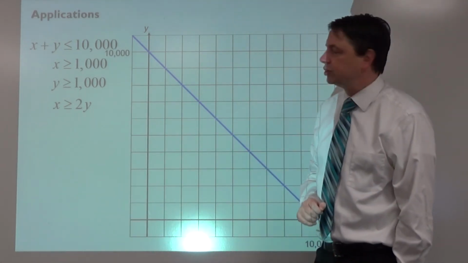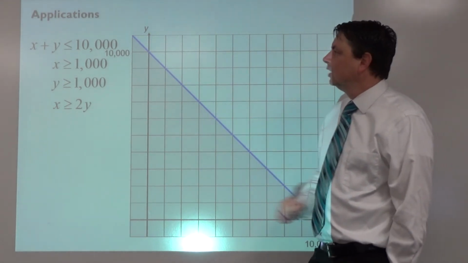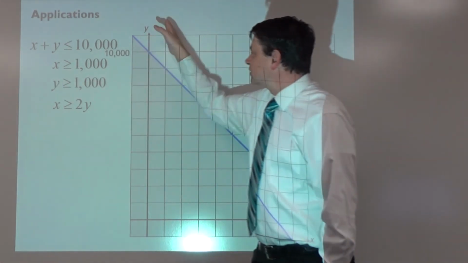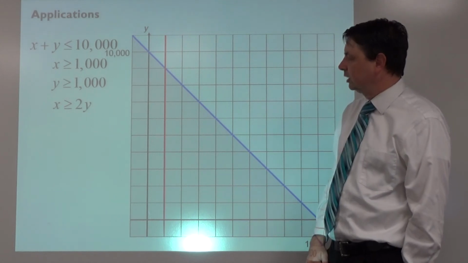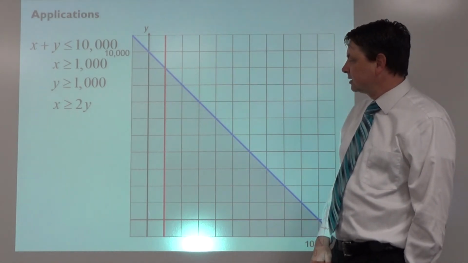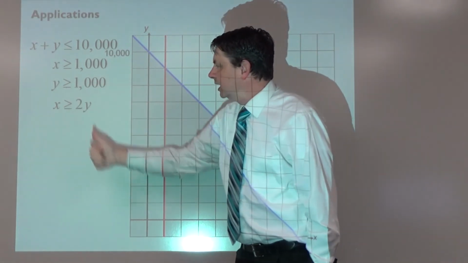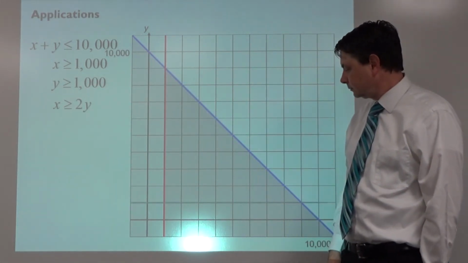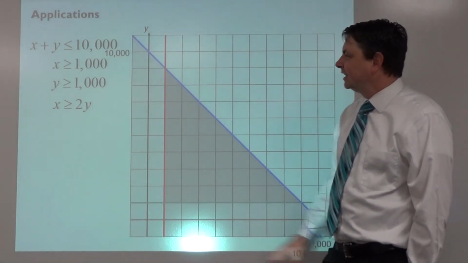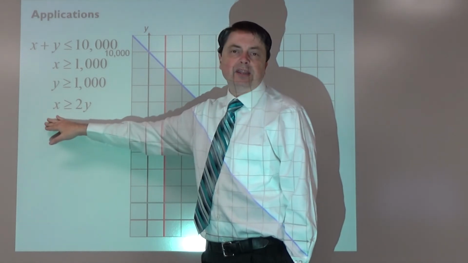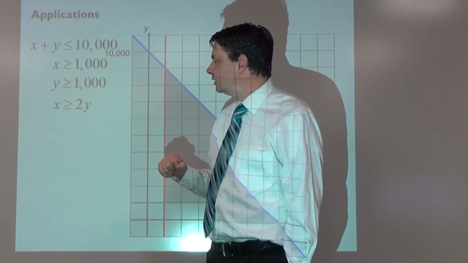And we may want to save the shading for the end, or we can do it right now fairly lightly. We've got x is greater than or equal to 1,000, so a vertical line, greater than, shade to the right. So vertical line, shade right, a little bit darker. Horizontal line, shade above. A little bit darker. And then this one's a little bit tricky because that's not the way that our functions or equations are usually written. We may want to get y by itself.